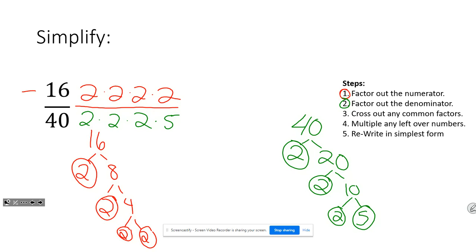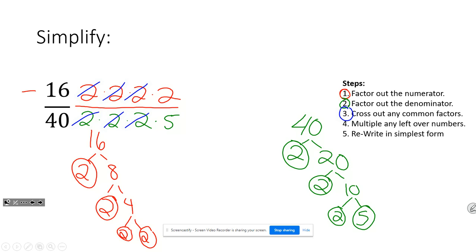Now we need to cross out any common factors. When we cross out any common factors, let's see, there's a 2 on top, 2 on bottom, 2 on top, 2 on bottom, 2 on top, 2 on bottom. And there's a 2 and a 5 left. Can't cross those out, they're not common.